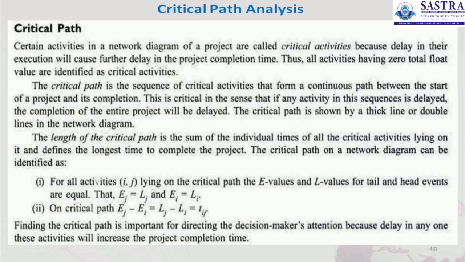The length of the critical path is the sum of the individual times of all the critical activities lying on it and defines the longest time to complete the project. The critical path on a network diagram can be identified where Ei is equal to Li and Ej is equal to Lj. On the critical path, Ej minus Ei is equal to Lj minus Li, which is equal to Tij, that is the time duration of the activity.